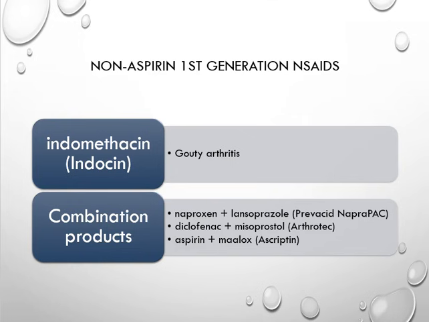misoprostol is with a synthetic prostaglandin for people needing long-term use, like, think of that Arthrotec, so you'll probably be using it for some kind of arthritis, osteoarthritis, or rheumatoid arthritis. It's putting a strong NSAID that could cause stomach problems with the protective prostaglandin part. And then aspirin and Maalox, Ascriptin. You got the NSAID aspirin plus Maalox to protect the stomach.